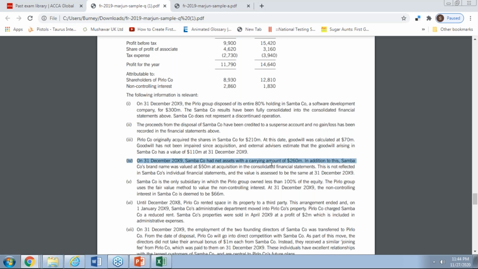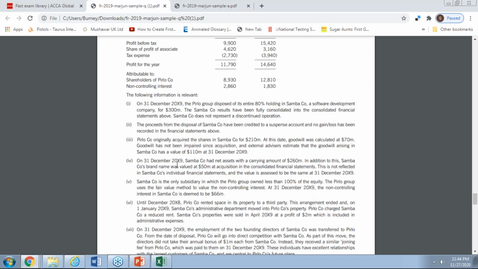Then it says that on 31st December, Samba had a net asset. Now these two notes, note number 2 and 3, were given to us, in fact 3, 4, 5. These 3 notes are given to us in order for which you are required to calculate the gain or loss on disposal in the group's financial statement. We will calculate it just after 3 to 4 minutes. First, we read the scenario.